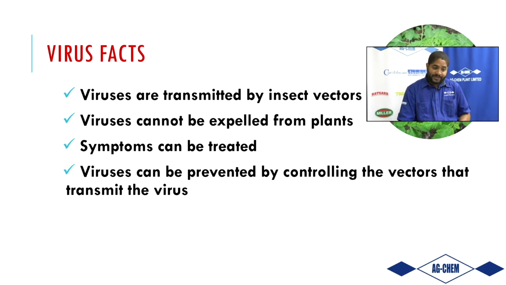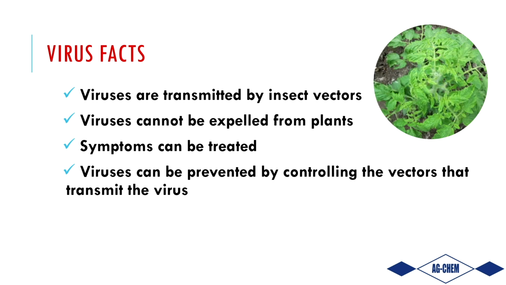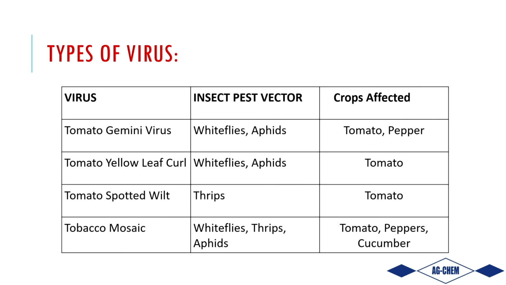Some important virus facts. Viruses tend to be transmitted by insect vectors. Viruses cannot be expelled from plants, and therefore the plants cannot recover from the viral infection. However, most importantly, the symptoms of the viral infection can be treated, and with that treatment, you'll actually be able to earn from your crop. Viruses can be prevented, or the risk of infection can be reduced, by controlling the insect vectors that actually transmit these viruses.